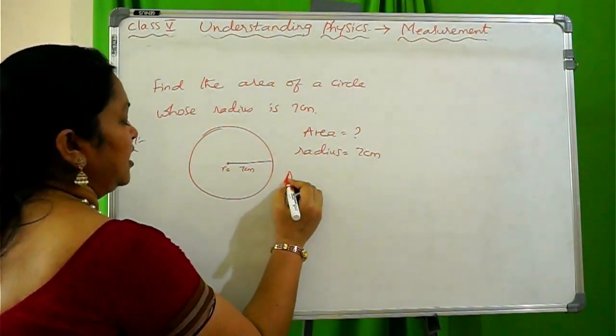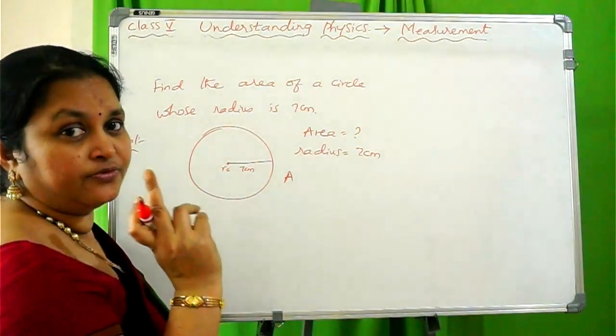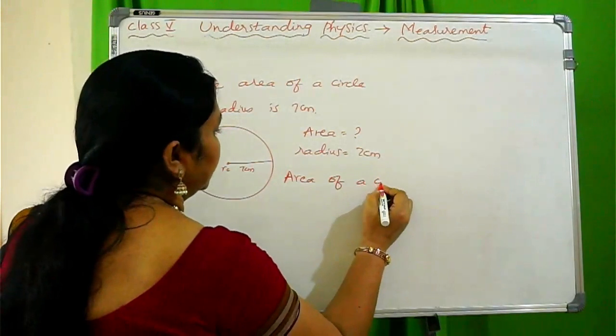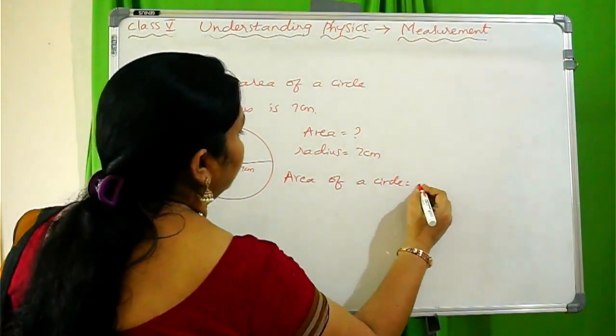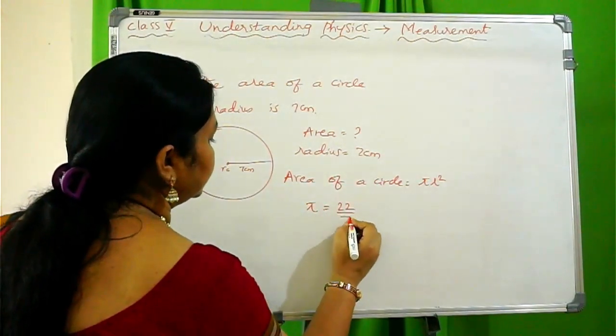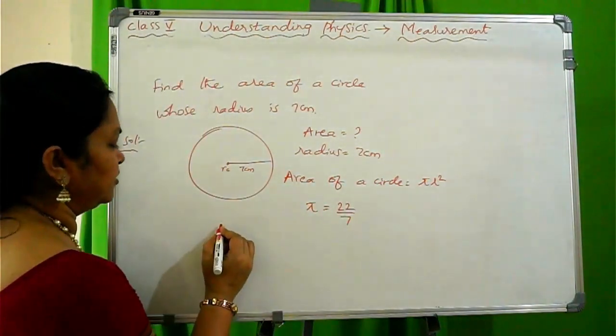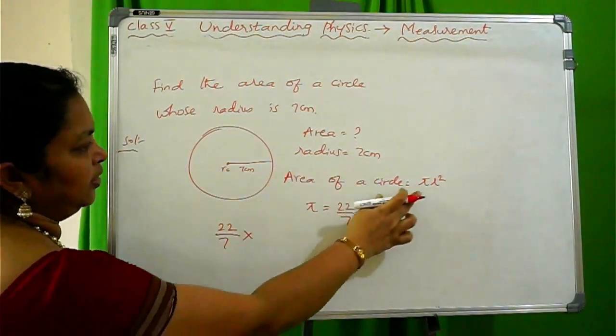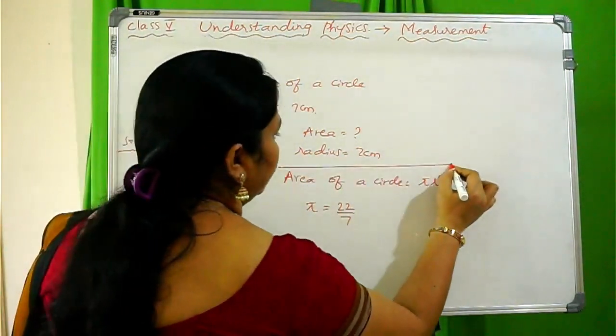The area of a circle. In our area of regular surfaces, we learned the formula. Area of a circle: how much? Pi r square. What is the pi value? 22 by 7. Okay, let me substitute that. 22 by 7 into pi r square. See here, formula. Draw the box.